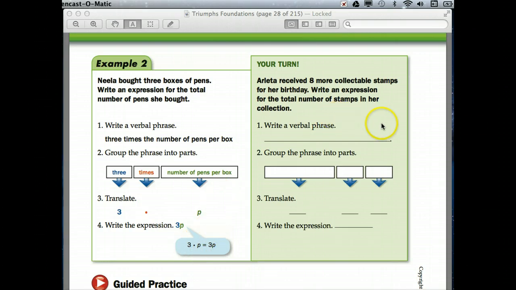Now it's your turn. Pause the video, read the example, and you guys can get together, put your heads together to see what you come up with. Then turn it back on and we'll go over the answer.